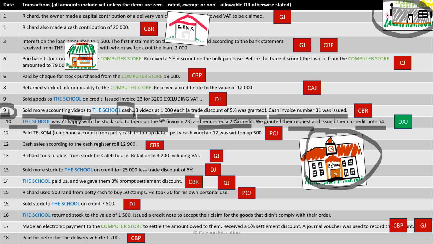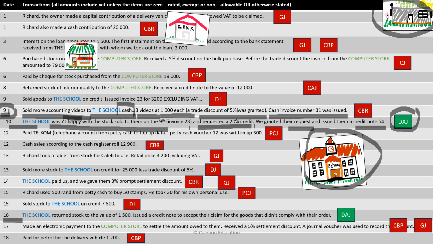There was a trade discount. So the school on the 9th bought stock from us, or videos from us, Calibre Education, on credit. The school wasn't happy with the videos purchased and requested a 20% credit. So we're going to record that in the Debtors Allowance Journal.